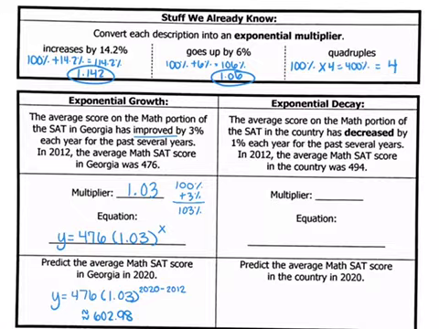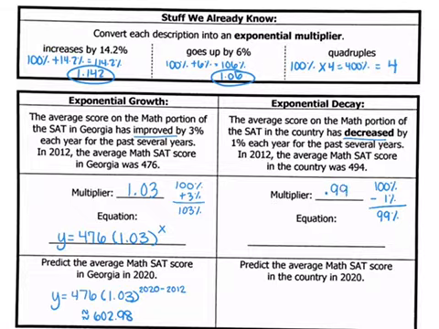All right, on the right side, we're looking at an exponential decay problem. The average score on the math portion of the SAT in the country has decreased by 1% each year for the past several years. In 2012, the average math SAT score in the country was 494. The multiplier for this one's going to start off the same way. It's 100%, but because we're talking about a decrease, it's a subtraction problem. So we're going to subtract 1%. That leaves us with 99%. The multiplier for exponential decay is also written in decimal form, so that is going to be 0.99.